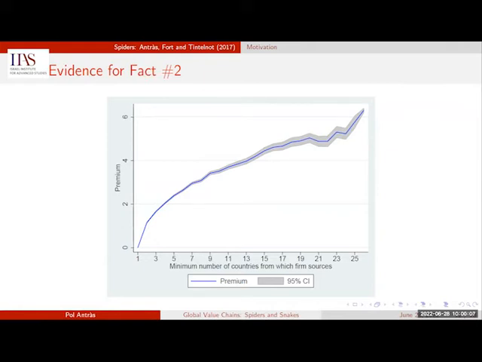I'm going to interpret this fact, this is not the only way to interpret it, as indicating that if you want to sustain a very complex global value chain where you're sourcing things from a bunch of countries, it's going to take large size, large sales, large operating profits to make this work, perhaps reflecting significant upfront costs to set up those global value chains.